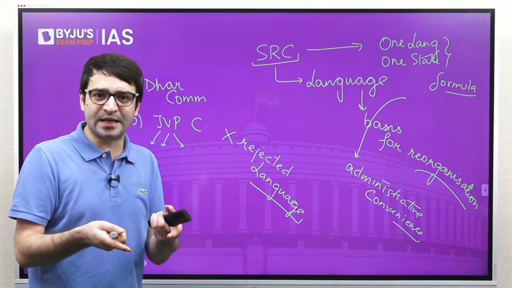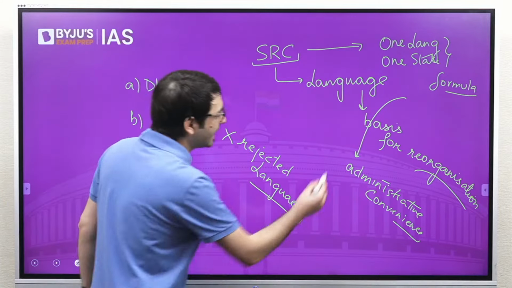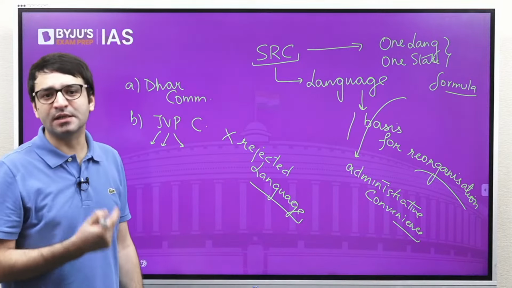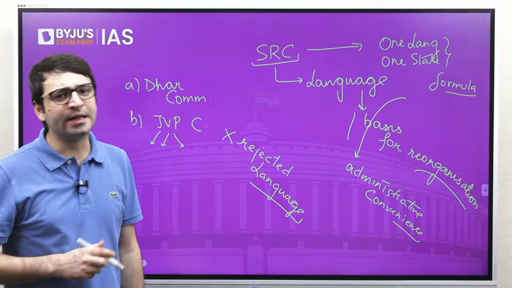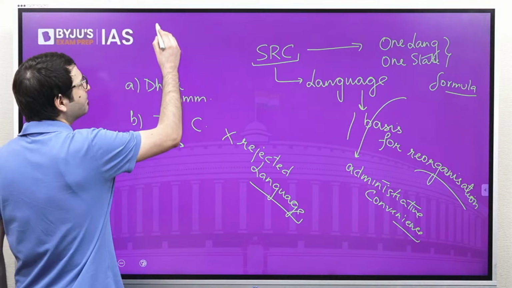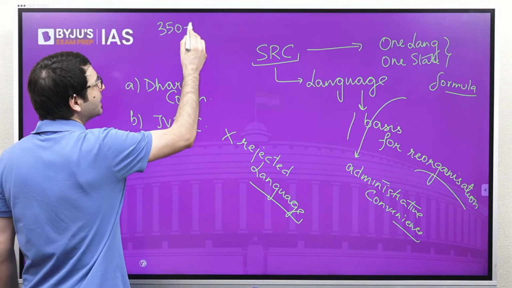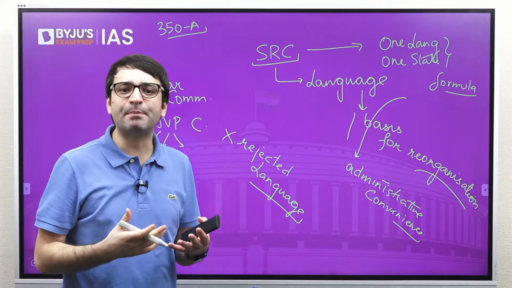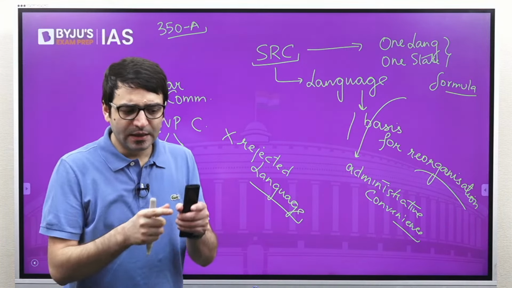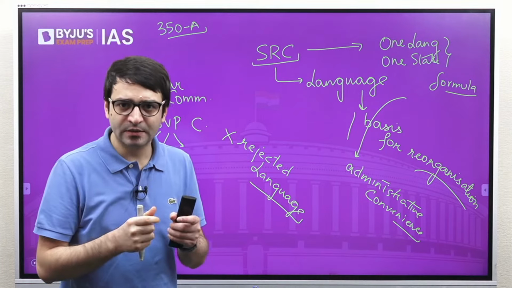Because the States Reorganization Commission accepted that language can be the basis for reorganization of this country. We have other directives as well. For example, we have Article 350 capital A. What does Article 350 capital A speak about? It talks about linguistic minorities.